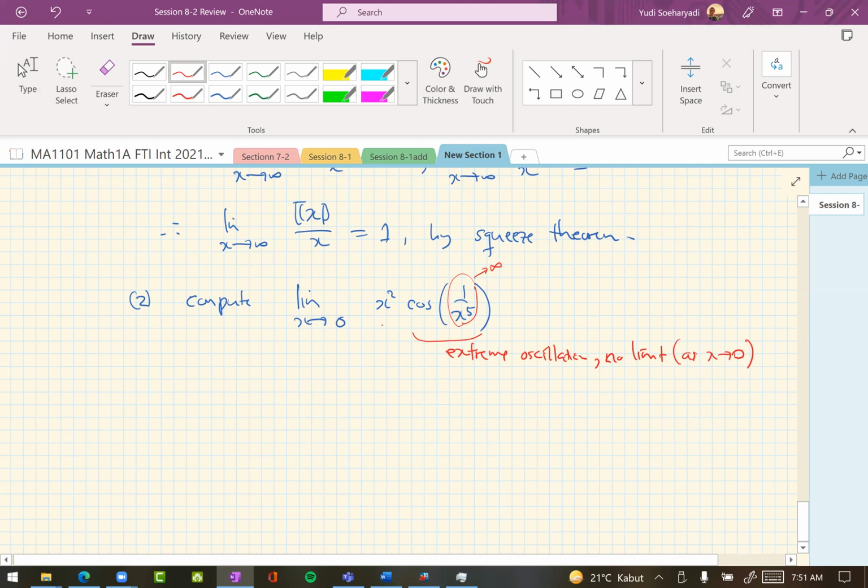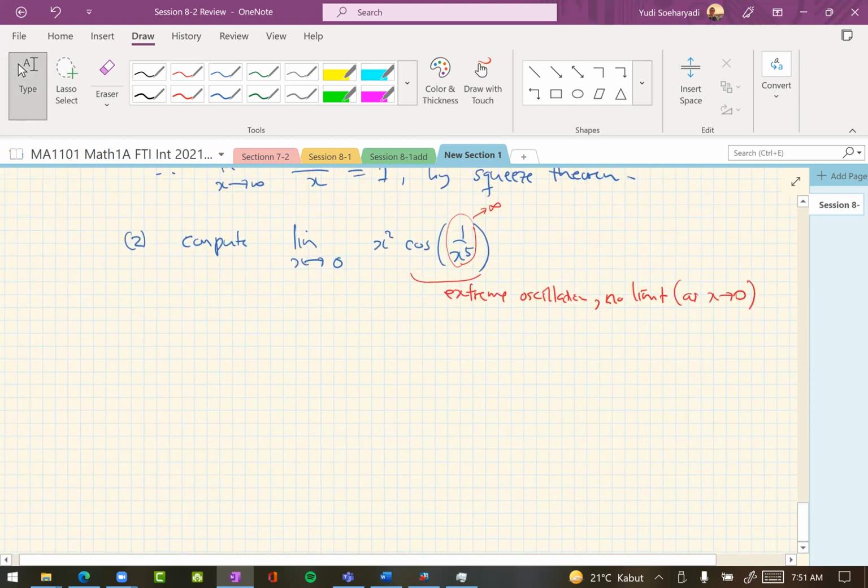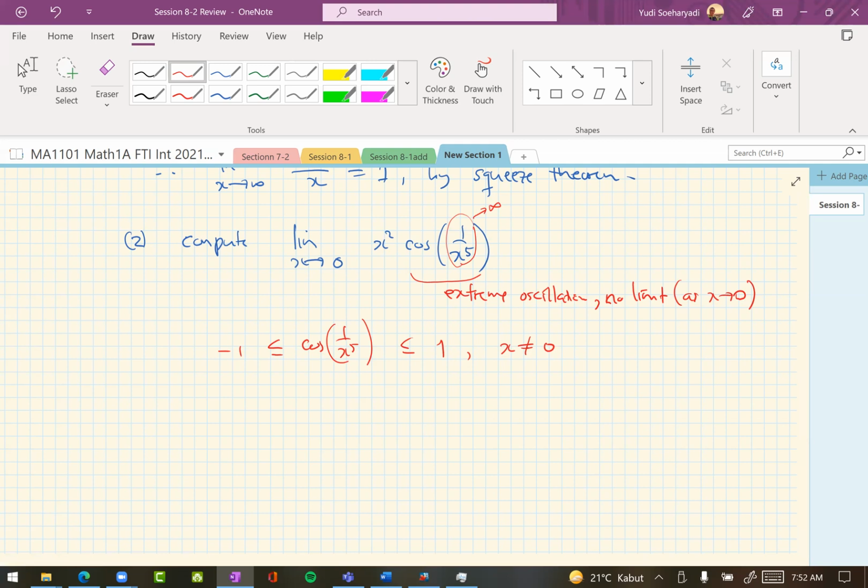Okay, but what if we multiply this by x squared? Let's do some squeezing thing. You know that cosine is always between -1 and 1. So this holds for any x non-zero. Let x be non-zero, then simplify. If you multiply this by x squared, you multiply by something non-negative, so it won't change the inequality.